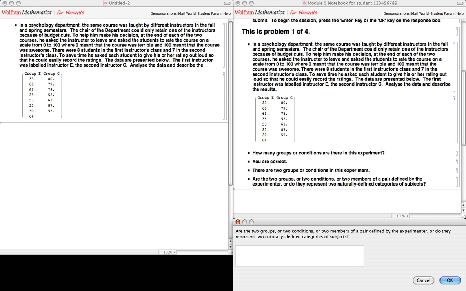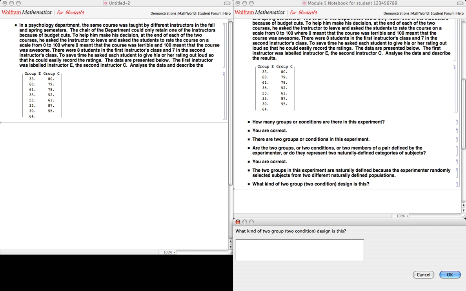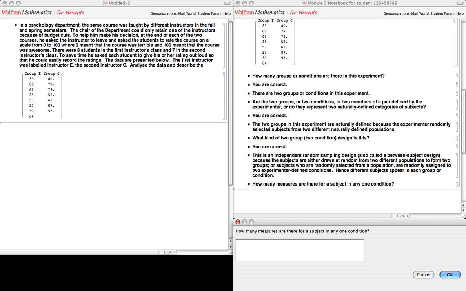Are the two groups or conditions in this experiment defined by the experimenter, or do they represent two naturally defined categories of subjects? Because the principal didn't assign students to an instructor's class at random, the experimenter didn't introduce the variable or manipulation or factor of interest. They occurred naturally, so this is a naturally defined experiment. What kind of two-group or two-condition design is this? Because the groups are independent, it's a between subjects design. Another way of saying it is an independent random sampling design.